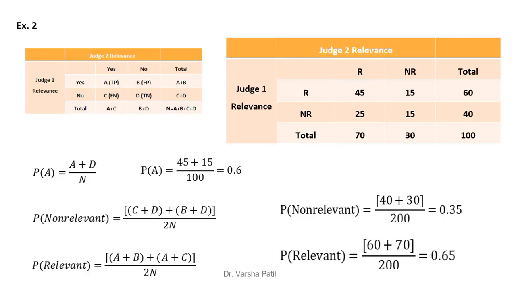Now we'll see the next example. Sometimes they give the table directly, so we need to make the judgment. Here for P of A, we take 45 plus 15 divided by 100, and it is 0.6. For non-relevant we take 40 plus 30 divided by 200, and for relevancy 60 plus 70 divided by 200. So we get 0.35 for non-relevant and 0.65 for the probability of relevant by chance.